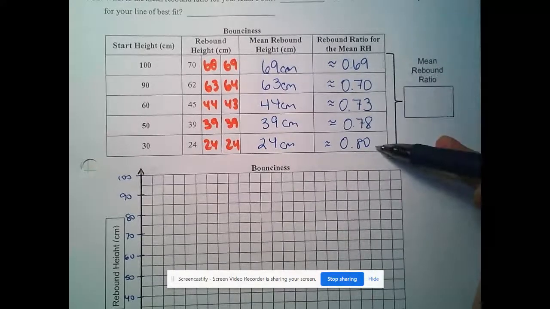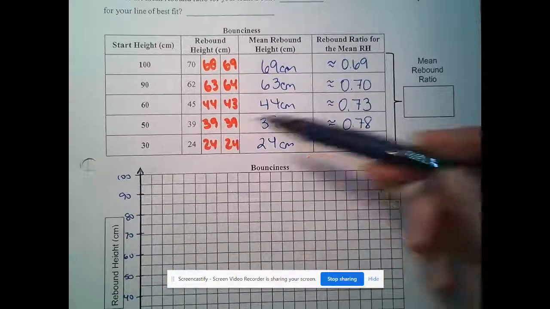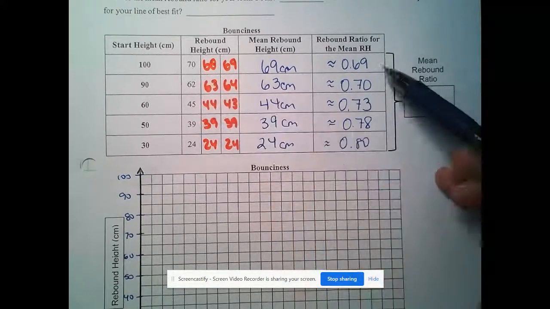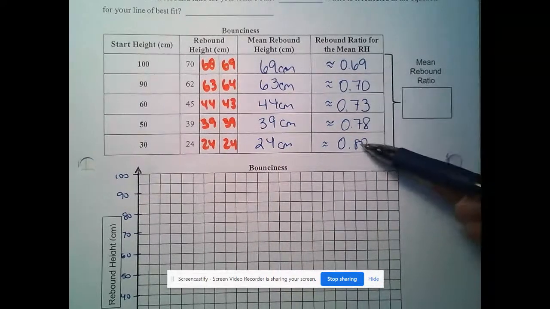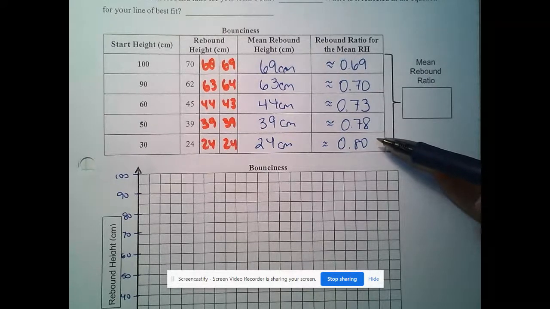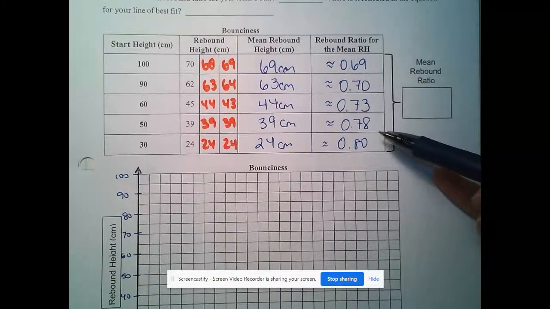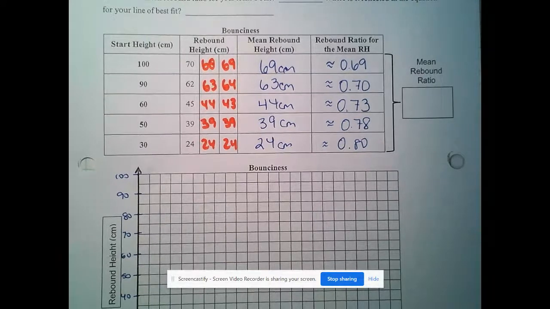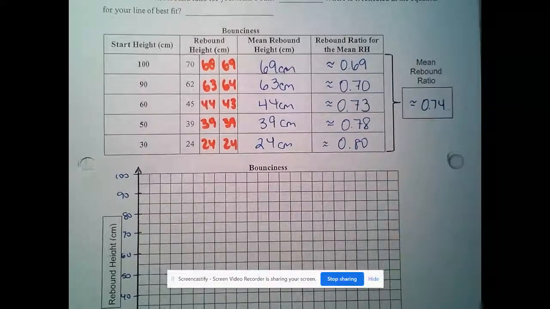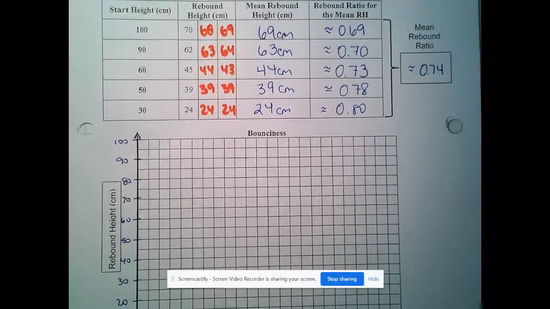This is changing, right? When we drop it lower, we get a higher rebound ratio. When we drop it from higher, we start getting a much lower rebound ratio. Now, this should tell us something. This should tell us that it's probably not linear because the rebound ratio is changing. If every single time we got 0.7, 0.7, 0.7, 0.7, 0.7, we would go, oh, look, that's linear. We're getting a constant rebound ratio. For now, we're going to explore based on what we knew previously. If I average those 5, add them up and divide by 5, I get an average of about 0.74. And I can also graph that.